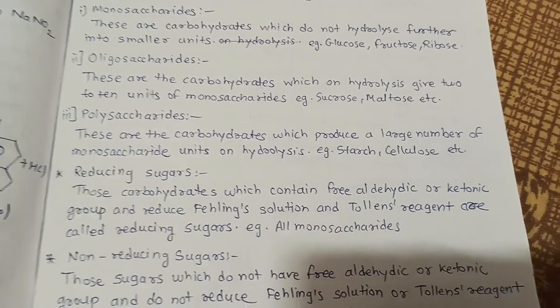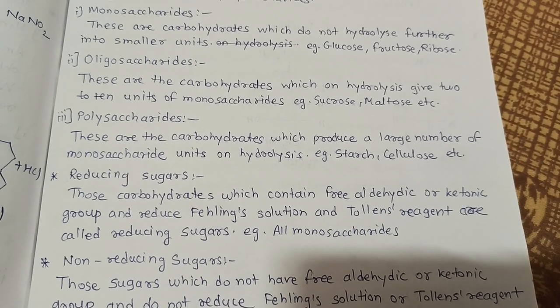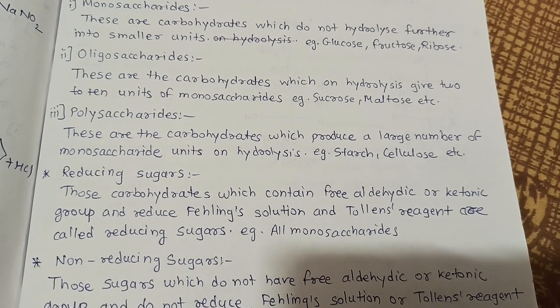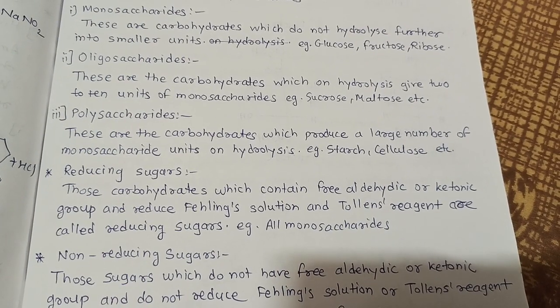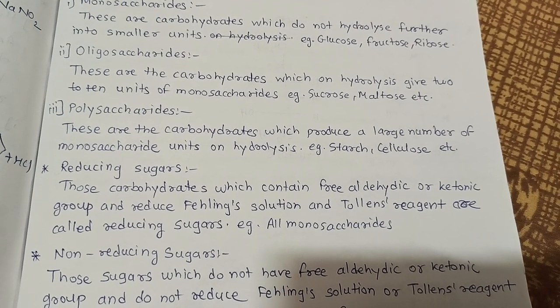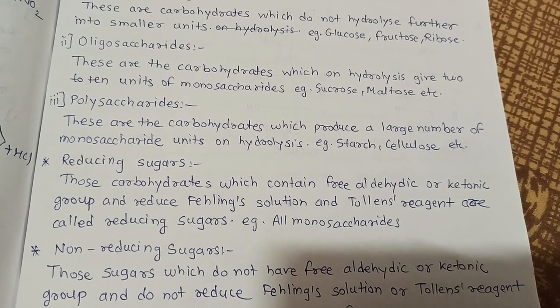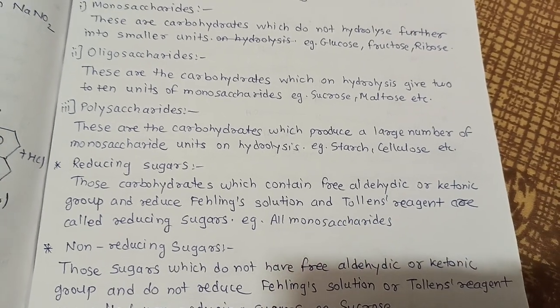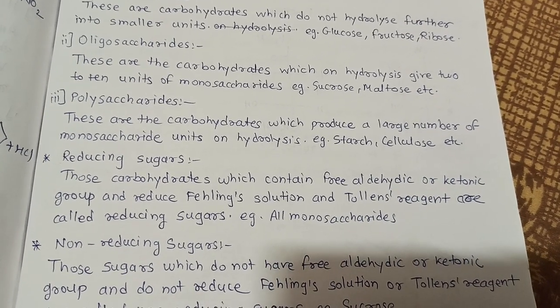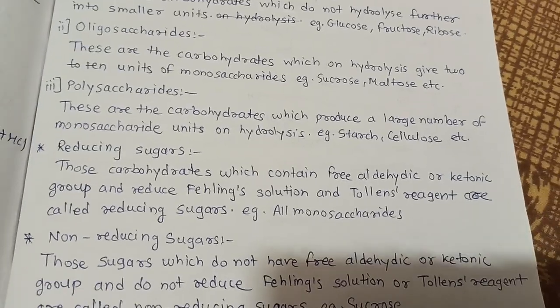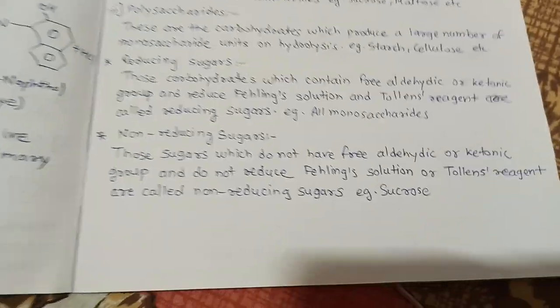Next is polysaccharide. These are the carbohydrates which produce a large number of monosaccharide units on hydrolysis. Large number means they contain more than 10 units of monosaccharides. Examples are starch, cellulose, etc. So these are the three classifications of carbohydrates.